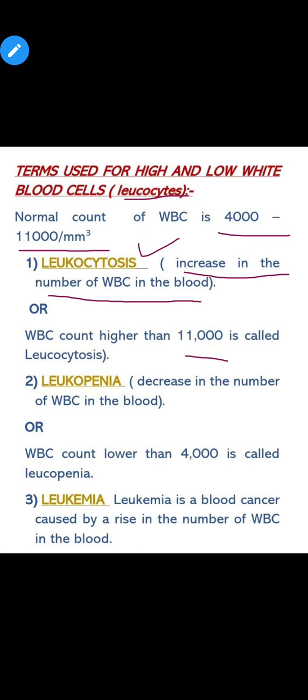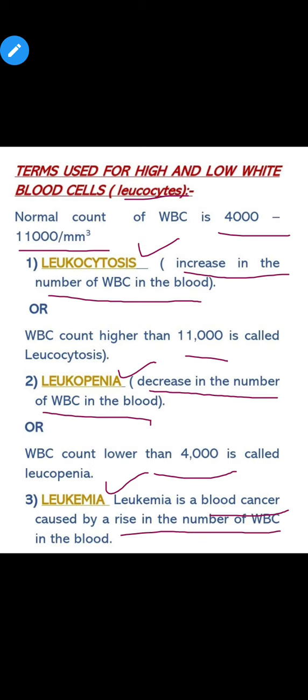Next term is leukopenia. Leukopenia is the decrease in the number of white blood cells in the blood, or a WBC count lower than 4,000 is called leukopenia. So leukopenia, a low white blood cell count, is a decrease in the disease-fighting cells, leukocytes, in your blood. And the third term is leukemia. Leukemia is a blood cancer caused by a rise in the number of WBCs in the blood.